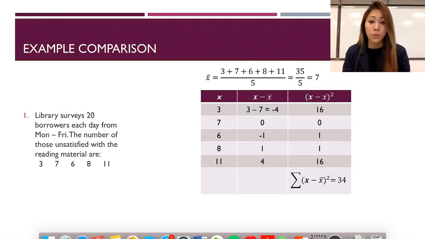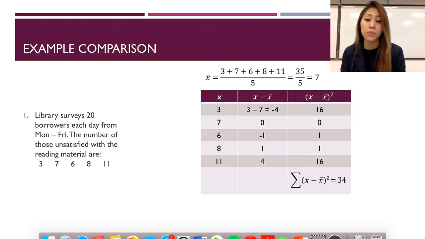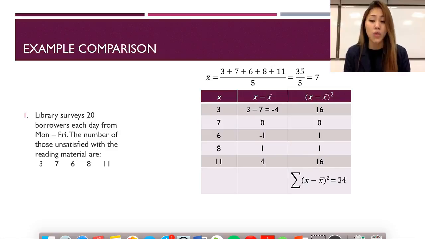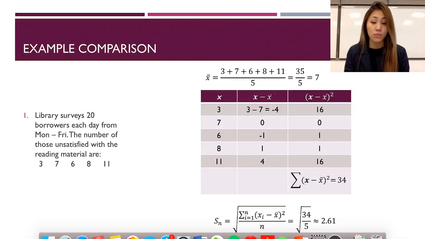So it's 35 over 5, which gives us 7. With the 7, we then find the second column, which is 3 minus 7 equals negative 4, and so forth. So the first column minus the mean, and then we square it, and that gives us the third column. We sum it all up, and at the bottom you see the big sigma sign of the third column, which gives us 34. We can then calculate the standard deviation by taking the square root of 34 over 5, and that gives us 2.61.